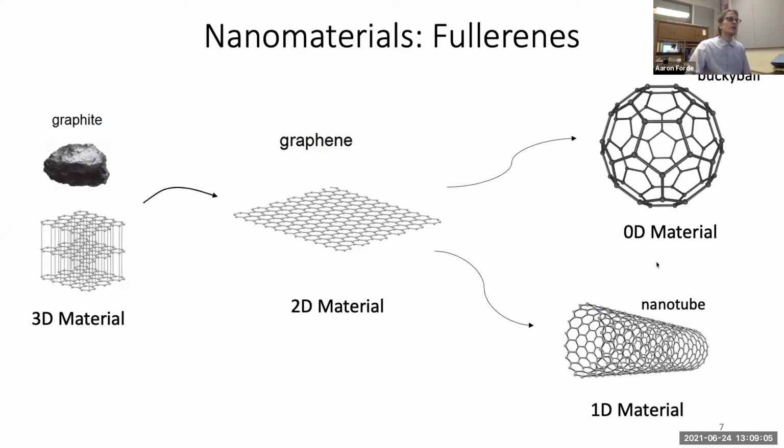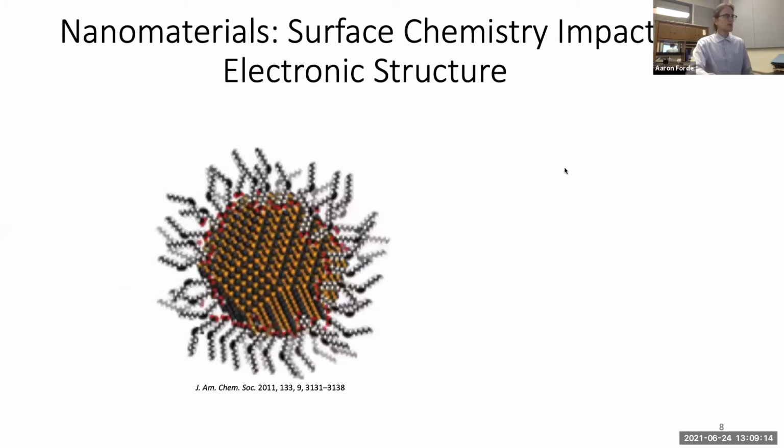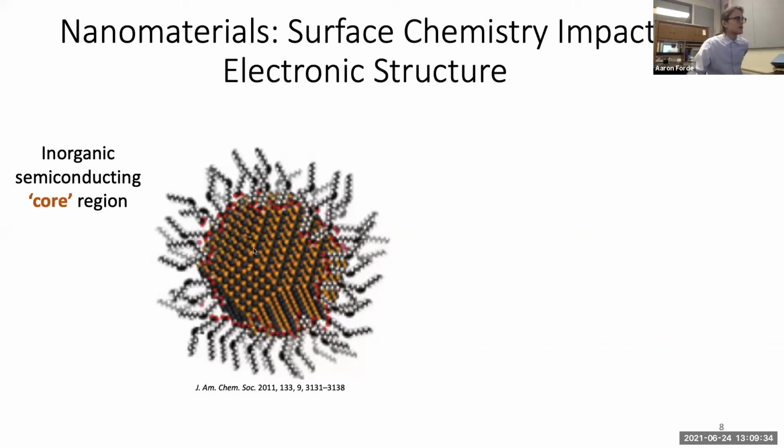And specifically, I'll be focusing on these 0D nanomaterials. They can be composed of different chemistries. And for semiconductors, a common architecture looks like this image here. It's made up of two components. You have an inorganic semiconducting core, which is these bronze regions. You can see the pixelated crystal faces on there, which make up the semiconductor.